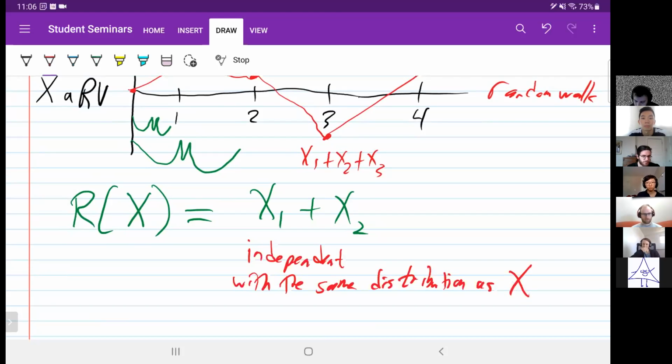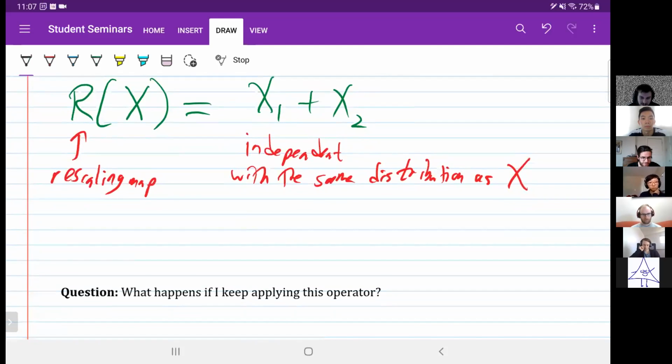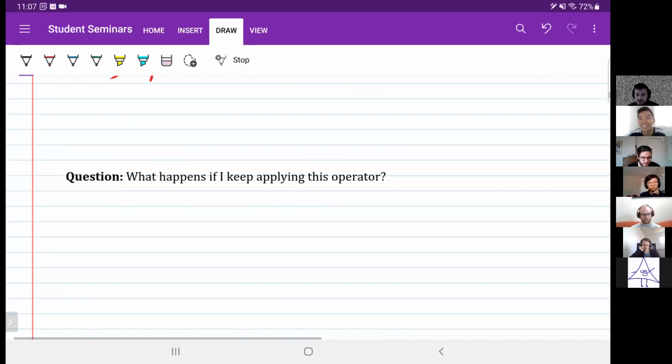As X. And this is well defined as a map on distributions. Okay, so this we call the rescaling map, or a rescaling transformation. So again, I'm a dynamicist, so my next question is always going to be the same, which is: what happens if I keep applying this?